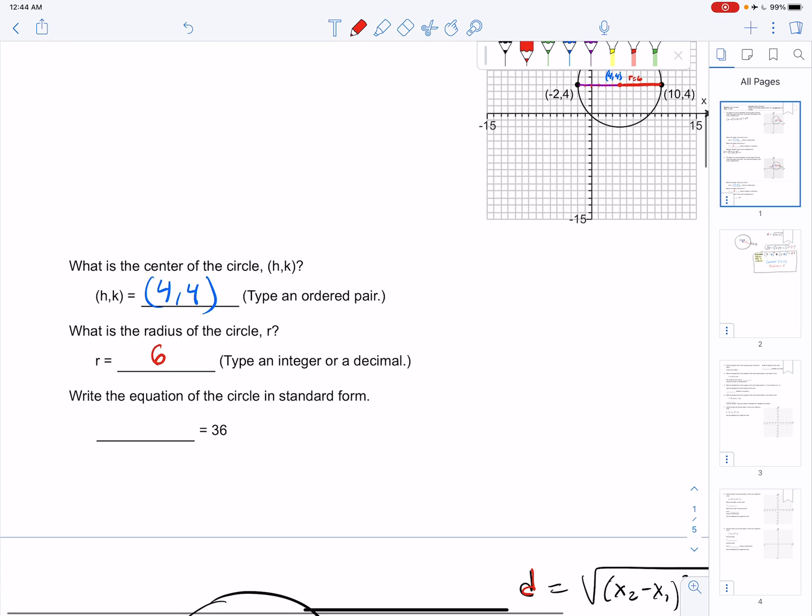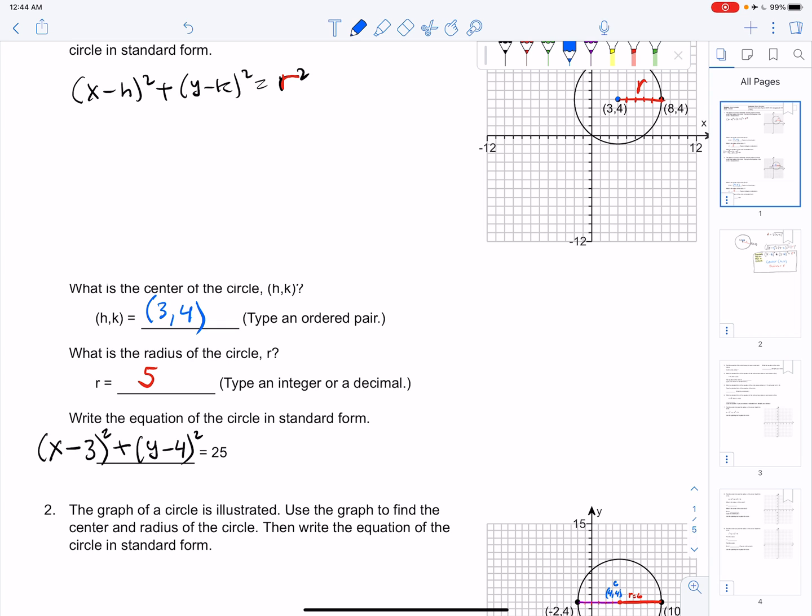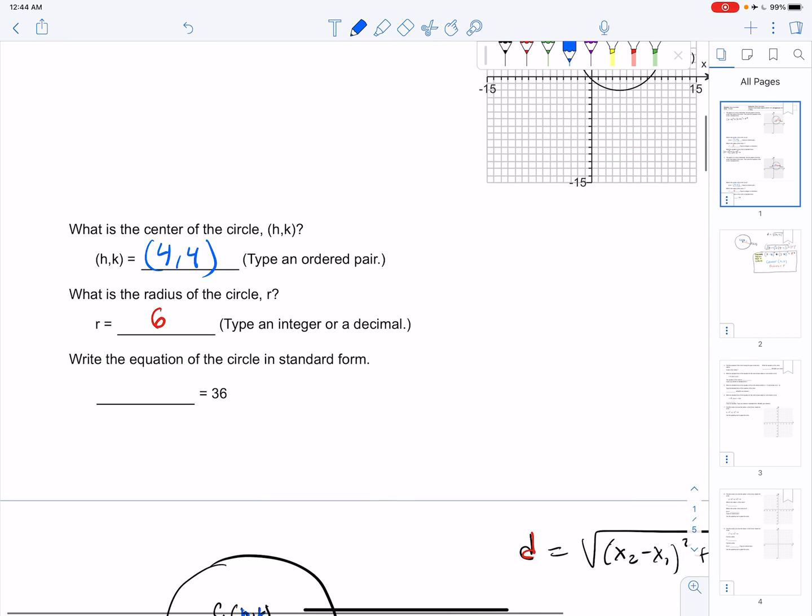Now we want the equation. Notice once again with the equation, you have x minus h, y minus k, so that's our center. And for our radius of 6, they already squared it for us on the right, so you've got 36, and that part's done. On the left, all we need is x minus h, which is 4, squared, plus y minus k, which is also 4, the x and y values of our center. All right, so there's that. Let's move on to the next one.